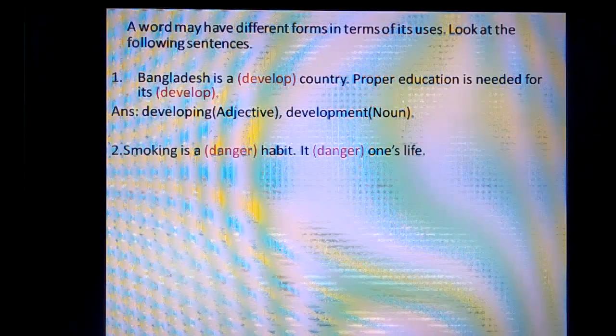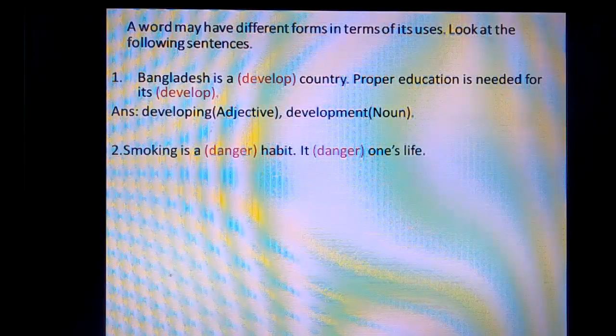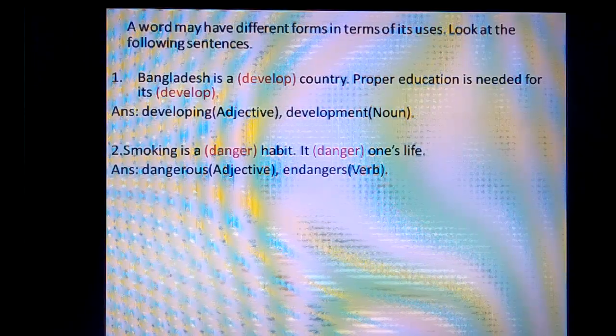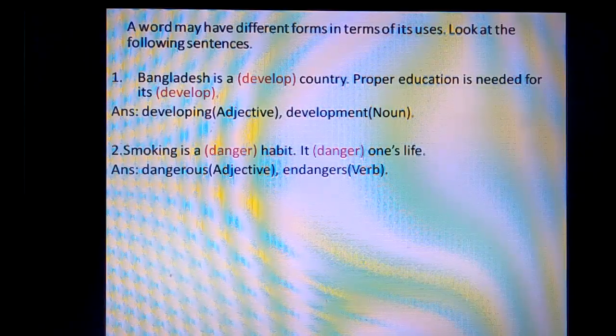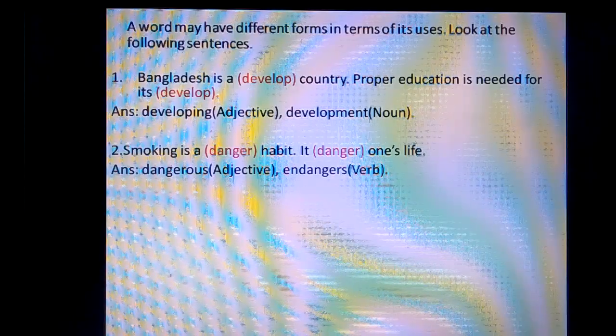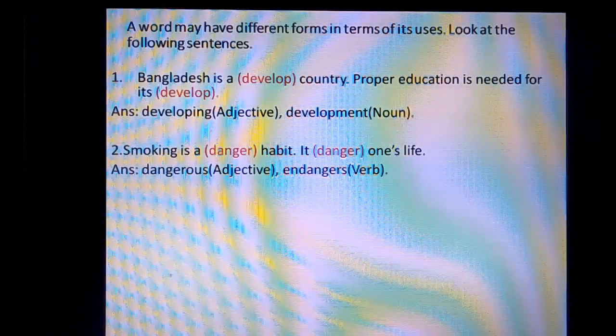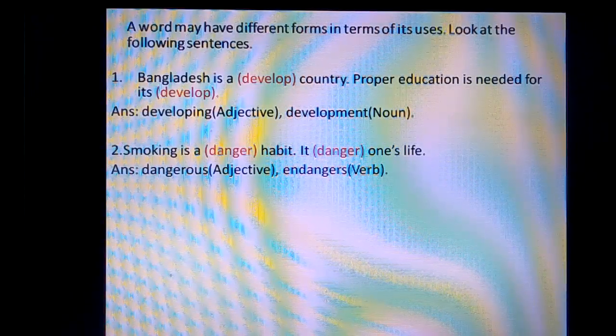Smoking is a dangerous habit. So you have got dangerous, an adjective, and in the very next sentence you have got it endangers one's life. Endanger is a verb word. In the previous sentence, developing is an adjective and development is a noun.